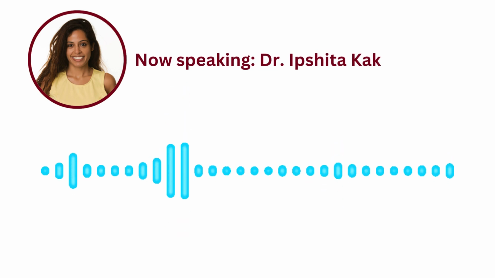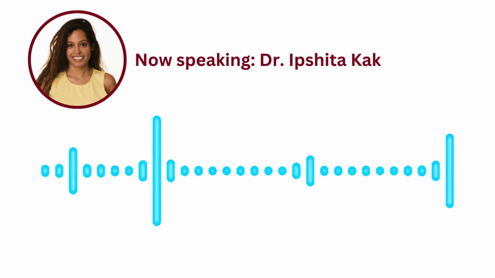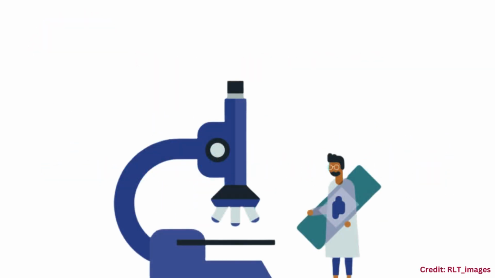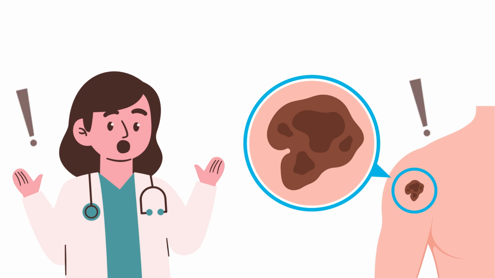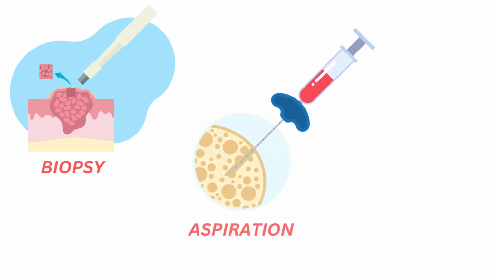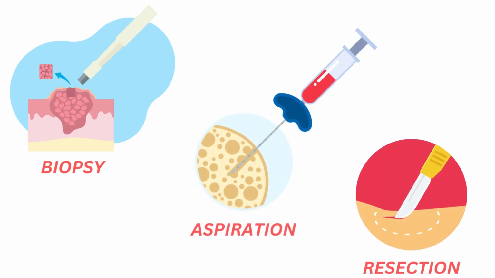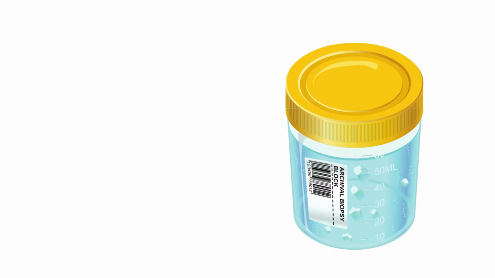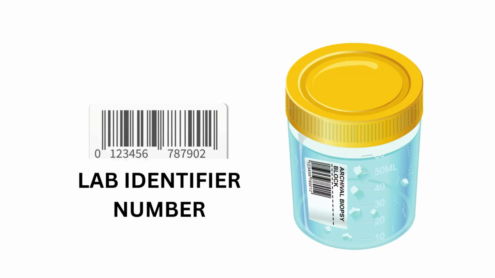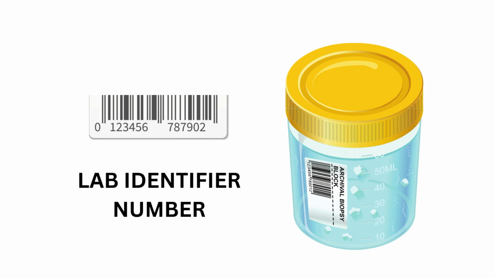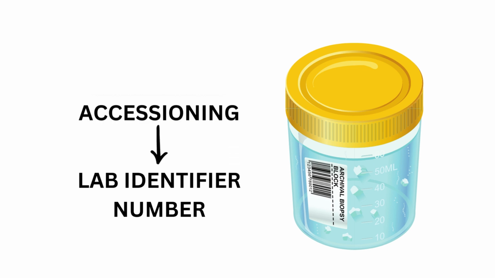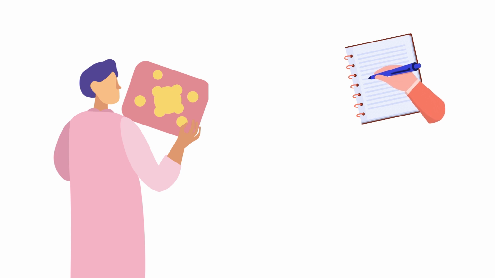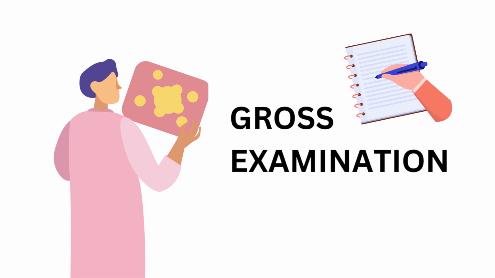insight. To understand how digital imaging works in pathology, we must first understand how a slide is made in pathology. When your doctor identifies a worrisome lesion, they take a biopsy or aspiration or resection of this lesion. When this comes to the pathology lab, it is given a unique lab identifier number by a process known as accessioning. Next, the tissue is examined and described in a process referred to as gross examination.